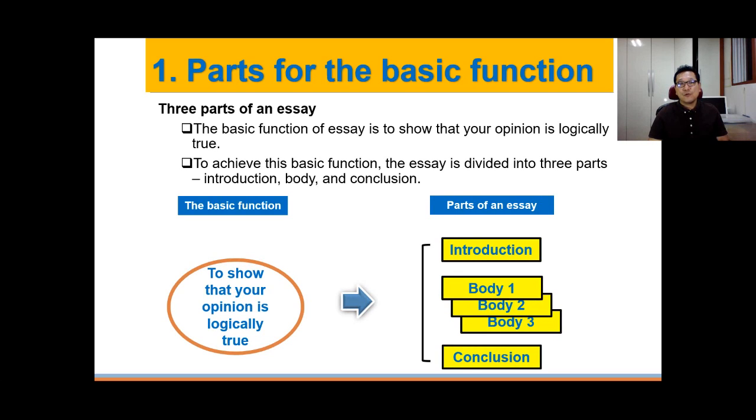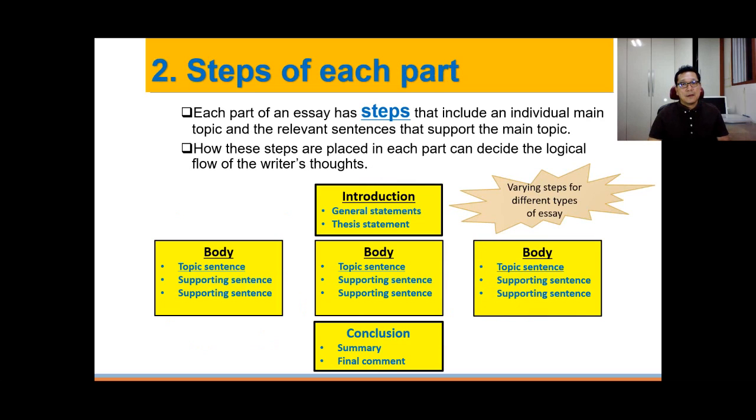Actually, in normal case, we have three paragraphs of body. So body 1, body 2, and body 3. So the total number of paragraphs in essay is minimum 5 paragraphs. Each part of an essay has steps that include an individual main topic and the relevant steps that support the main topic. How these steps are placed in each part can decide the logical flow of the writer's thoughts.